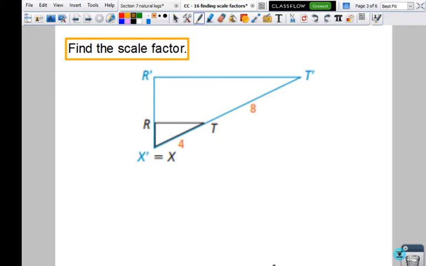Dude, I hate it. And keep in mind, your pre-image is the black triangle here. So I want you to find your scale factor as you go from the black triangle to the blue one.